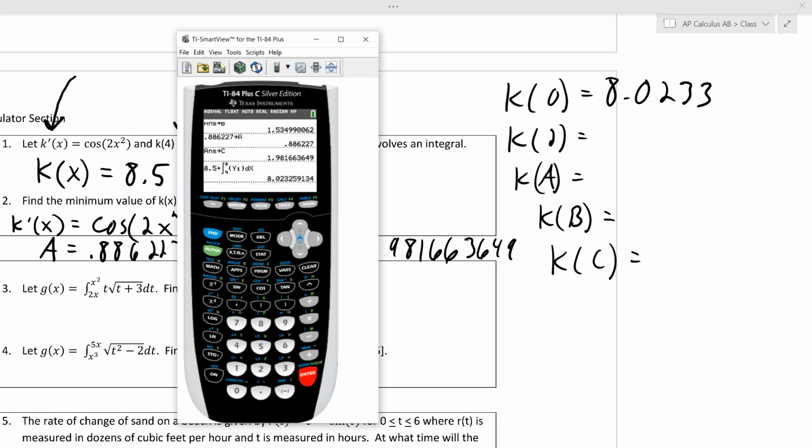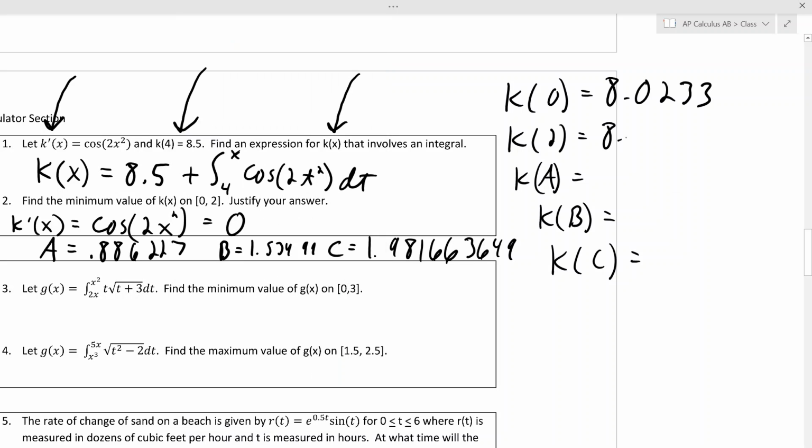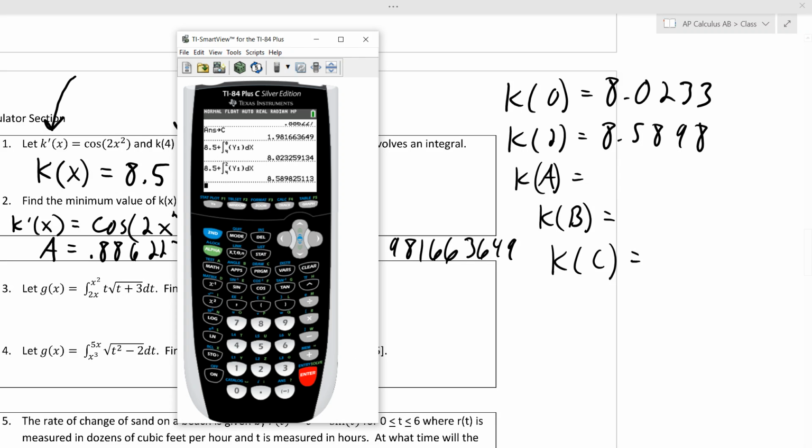Now we need k of 2. So rather than typing that again, I'm going to hit second, enter. That puts the same thing that I just typed, but I'm going to go back to that 0 and put a 2 in there because that's what we really want. And we get 8.5898. All right, and then we got to find k of A.